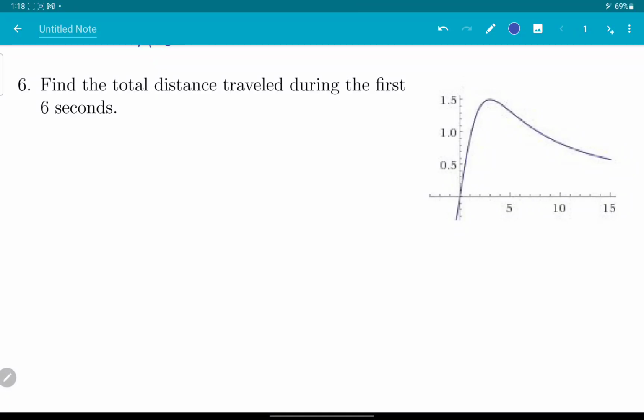Okay, distance traveled. So when we go from 0 to 6, the particle is going forward, first of all, and then at 3, it starts to go backwards. So we saw this before. To account for the fact that it's going backwards, we have to be careful here. So we're going to write total distance.